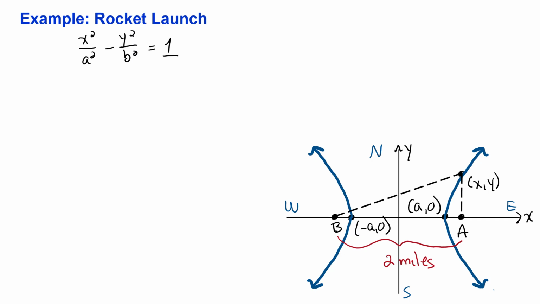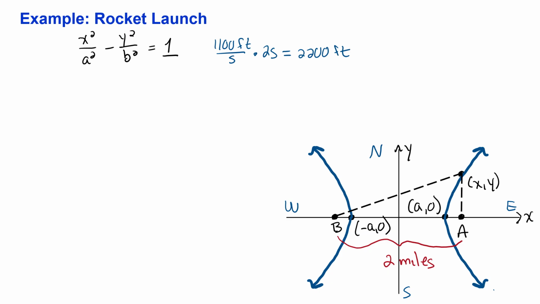So to determine a, we use the fact that the person standing at point B heard the roar 2 seconds after the person at point A. Now, since the speed of sound is 1100 feet per second, then after 2 seconds, the sound has traveled 2200 feet. Therefore, the person at point A is 2200 feet closer to the rocket.